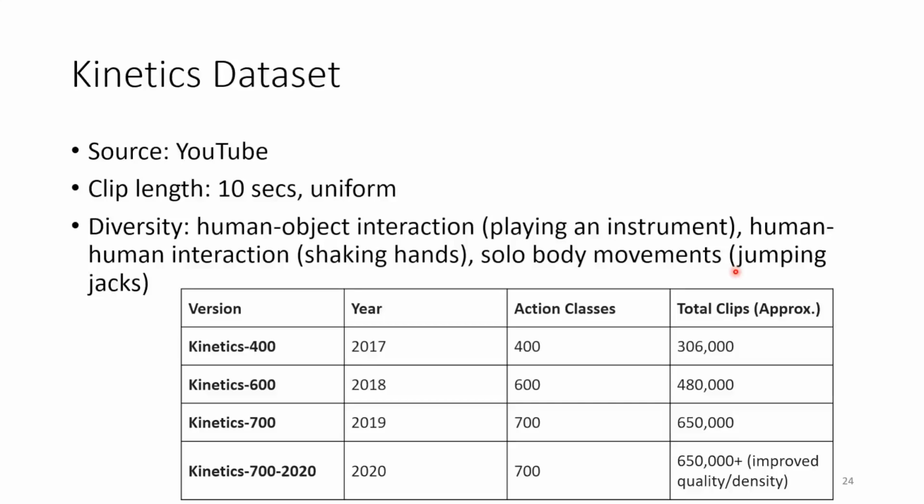However, the Kinetics dataset only works for action classification. It doesn't work for temporal action detection. What is the reason? The reason is the format, because the length of a clip is only 10 seconds.